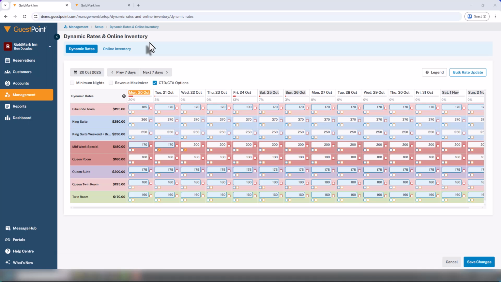This can also be used to really control your room inventory. If you've got good demand, you can manage your arrivals and departures so that it's efficient for your staffing.